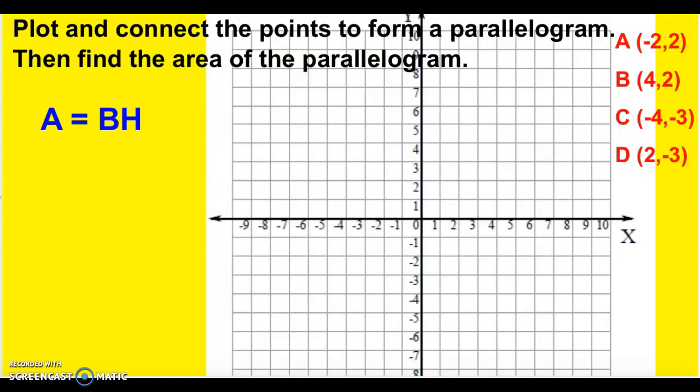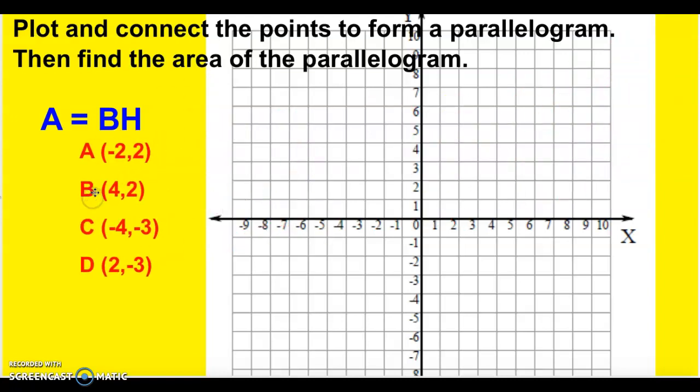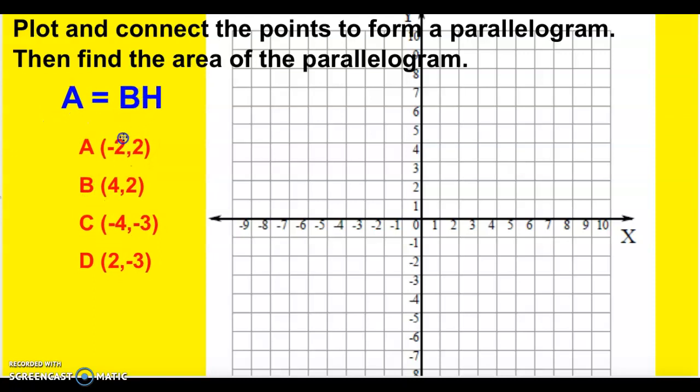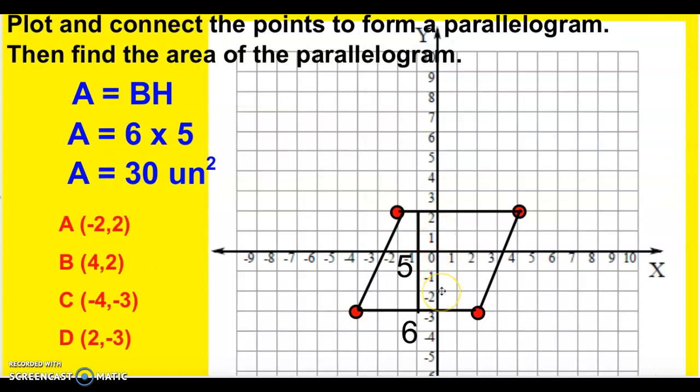Please go to a new graph on your graph paper, plot and connect these points right here. You're going to form a parallelogram and use this formula to find the area. Please hit pause. Here's my parallelogram. My base is 6, my height is 5. The area of the parallelogram is area equals base times height. 6 times 5 is 30 units squared.